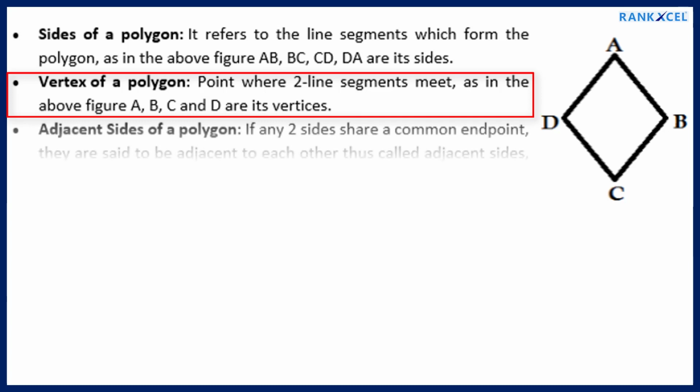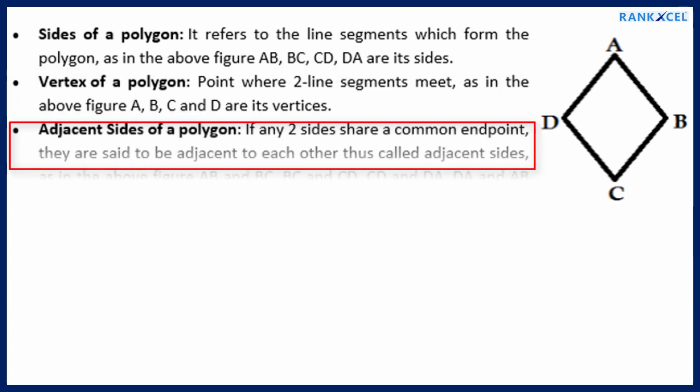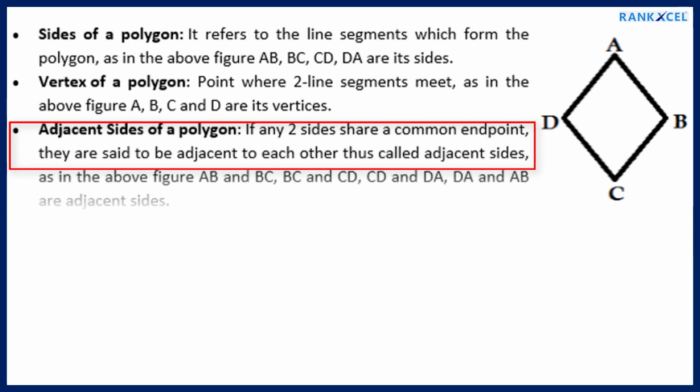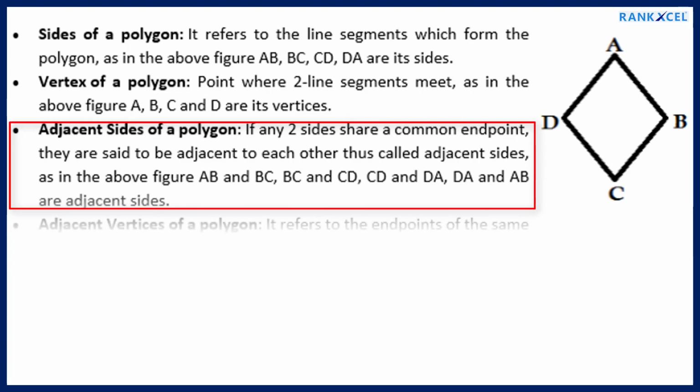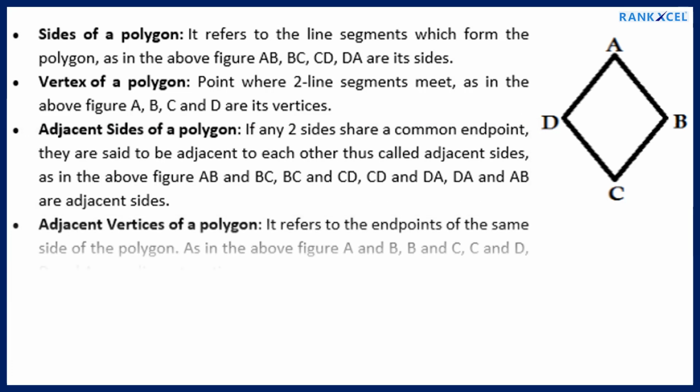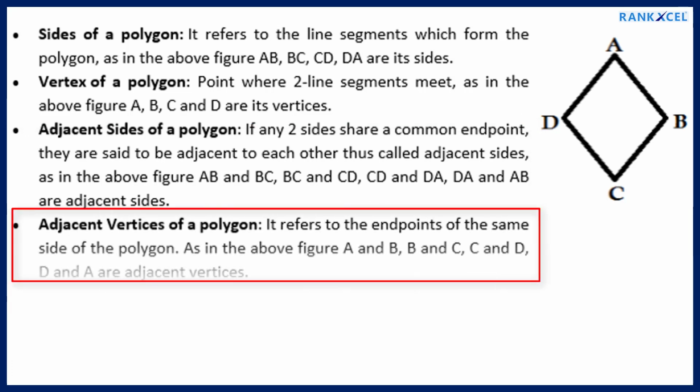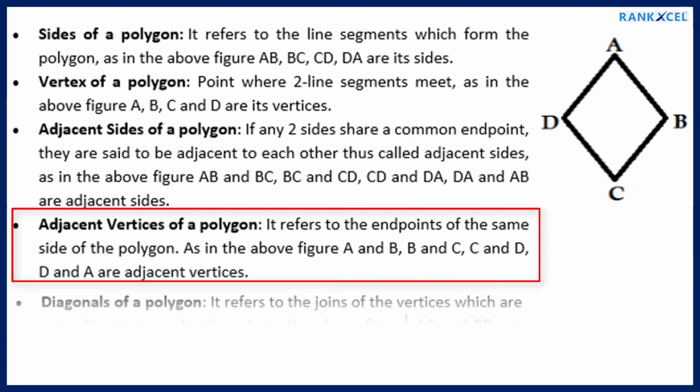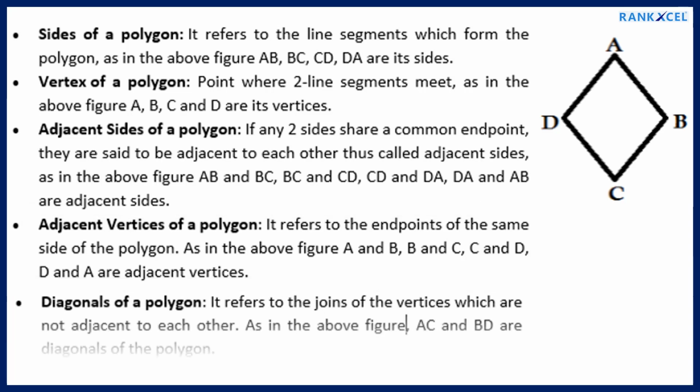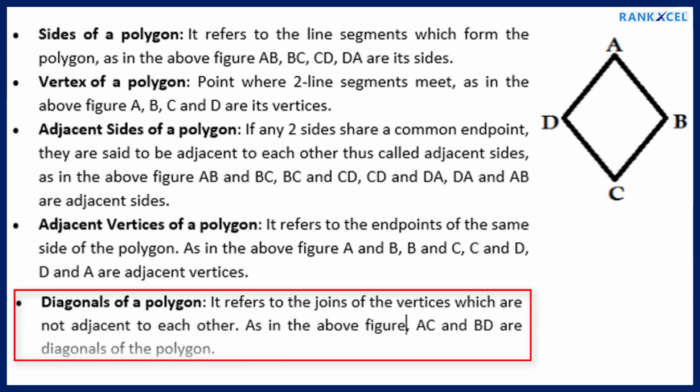Adjacent sides of a polygon, if any two sides share a common endpoint they are said to be adjacent to each other, thus called adjacent sides, as in the above figure AB and BC, BC and CD, CD and DA, DA and AB are adjacent sides. Adjacent vertices of a polygon, it refers to the endpoints of the same side of the polygon. As in the above figure A and B, B and C, C and D, D and A are adjacent vertices. Diagonals of a polygon, it refers to the joints of the vertices which are not adjacent to each other. As in the above figure, AC and BD are diagonals of the polygon.